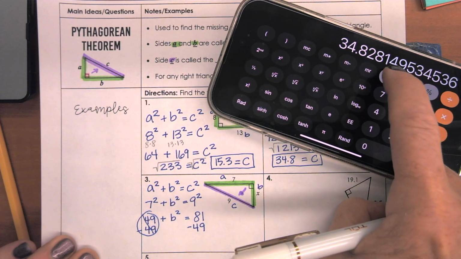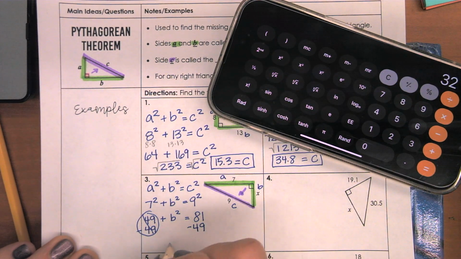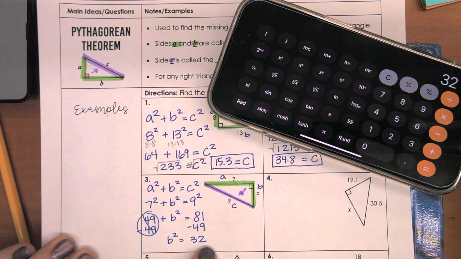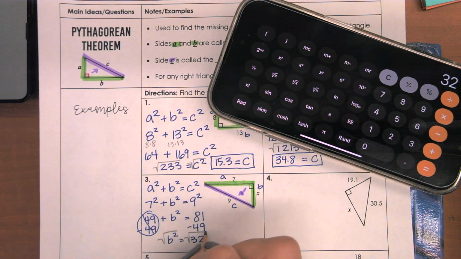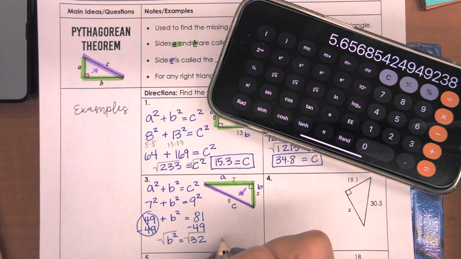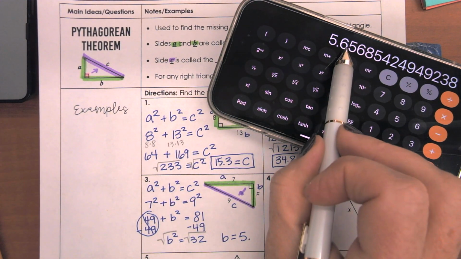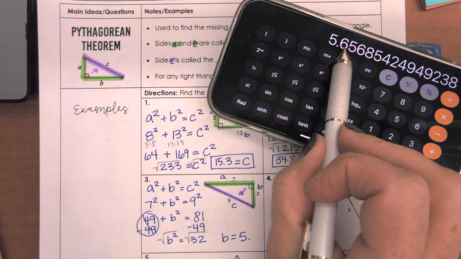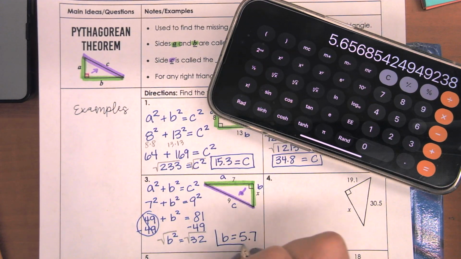So now I'm going to hit C. I'm going to hit 81 minus 49, and I get 32. So b squared equals 32. Now remember, I'm looking for b, not b squared. So I'm going to use my square root to undo the squares. And now I'm just going to hit that button, and I have b equals 5 point, and that's 67. So 65 is closer to 70 than it is to 60, so it's going to be 5.7.